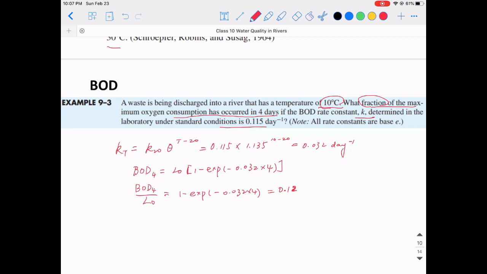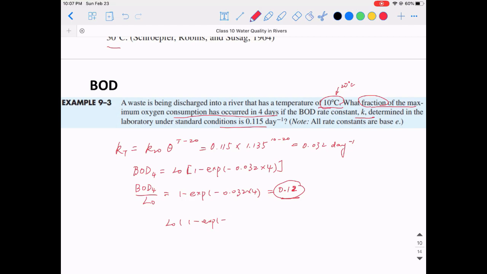Okay, so let's think of another situation. Let's say that now we are measuring the water quality at 20 Celsius. We're still calculating the BOD under 4 days. Is it going to be larger compared to this value or smaller compared to this value? Actually, it's going to be larger than this value, right? Because under 20 Celsius, K is going to be a larger value.